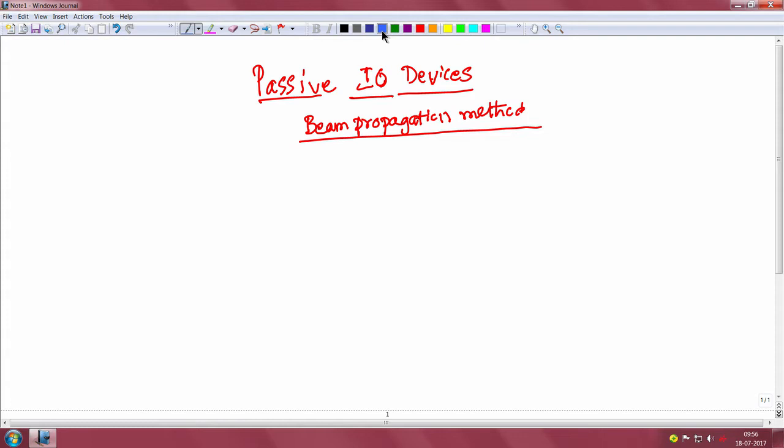Passive devices are those where you do not have external control. And they could be made just by using the waveguides and their patterns, or even where light-matter interactions are not there.